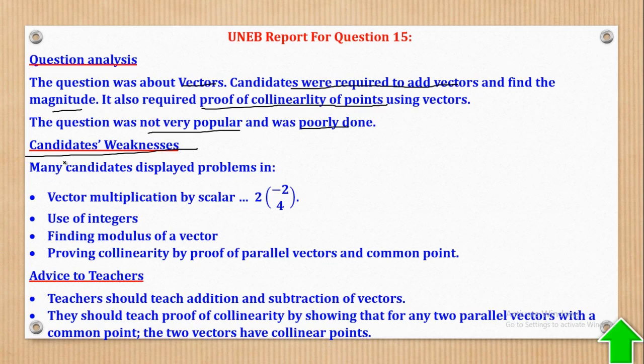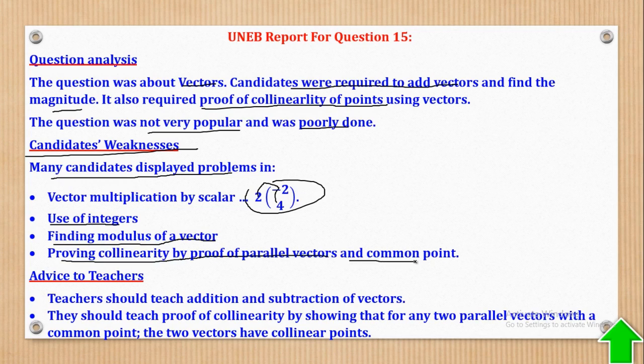So the weakness of candidates is that many candidates displayed problems in vector multiplication by scalar, especially this one. So realizing that this 2 multiplies up and down, each entry was a challenge. Then also use of integers, negatives and positives. Then also finding modulus of a vector, that is magnitude of a vector, was also a challenge, and proving collinearity by proof of parallel vectors and common point was also a challenge.